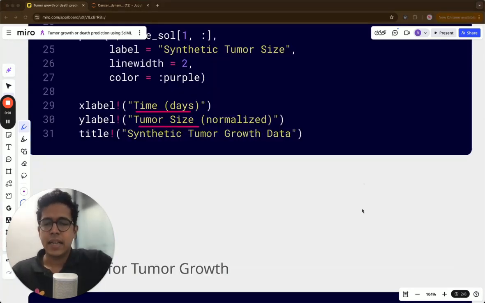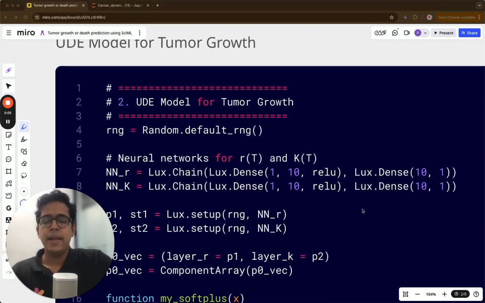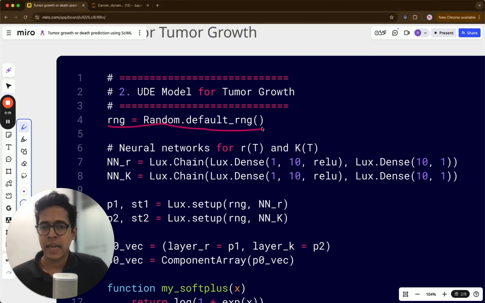Next is setting up the UDE for predicting the tumor growth. In the UDE, as I mentioned, there are two neural networks, one for predicting the value of R, one for predicting K. First, we define the random number generator. The random number generator helps us define the initial weights and bias parameters of the neural network as random numbers. So that is rng.